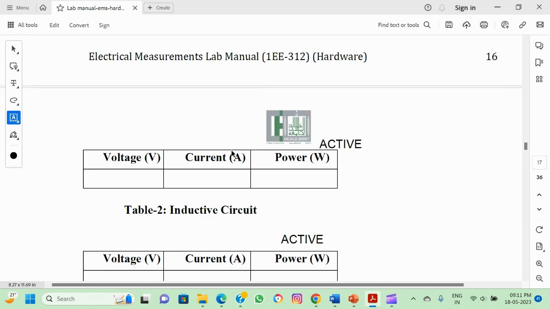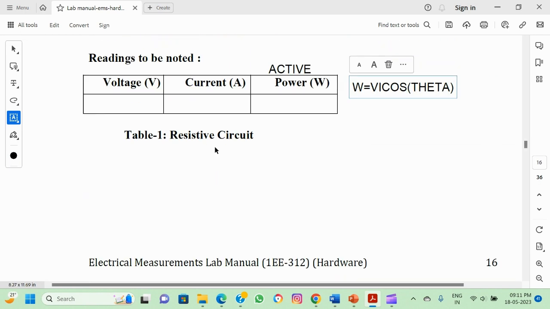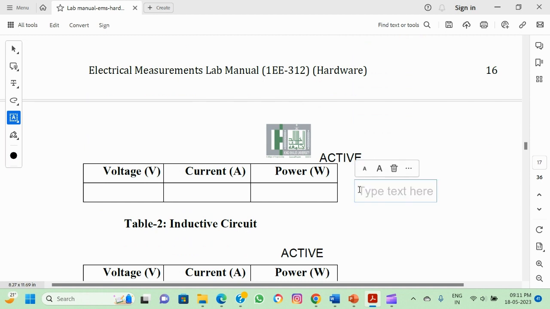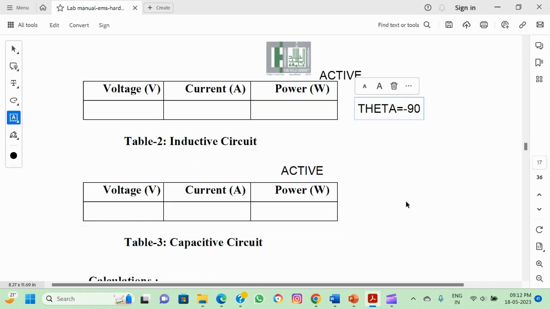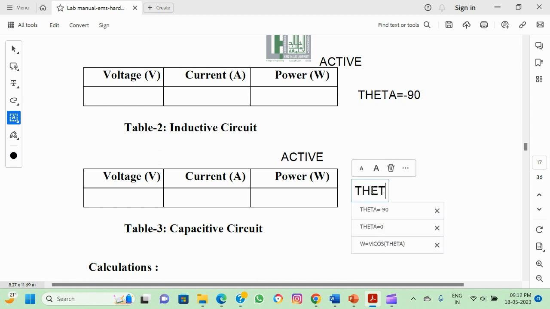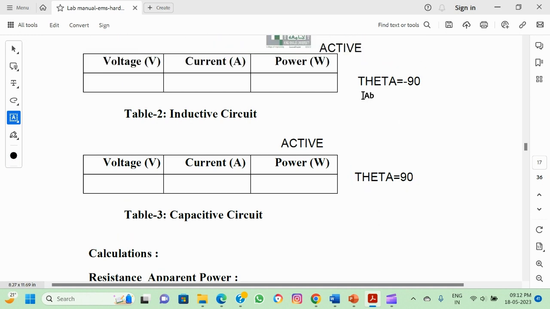This angle between voltage and current will be 0 if it is a resistive load. If it is a resistive load, theta will be equal to 0. If it is a pure inductor, theta will be equal to minus 90 in the inductive case, and in the capacitive case, theta will be positive 90, meaning leading. So this is called lagging, and this is called leading.